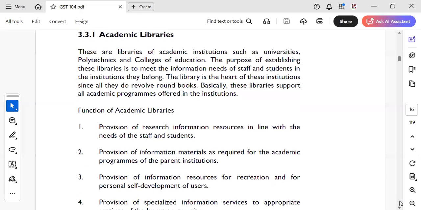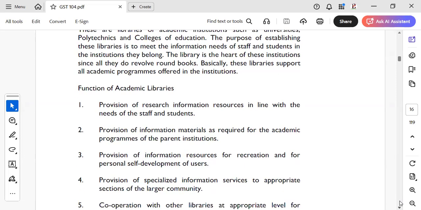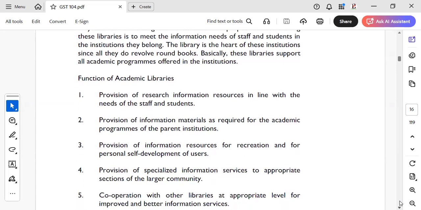So in other words, if you go to any institution, maybe Unilag, UI, or any center in any state, and you enter into their library, the type of library you have visited is an academic library. What are the functions of an academic library? Or what function does an academic library play?